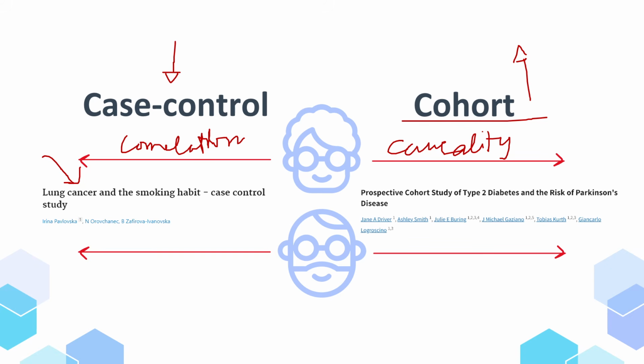Whereas you have your cohort study, a prospective cohort study of type 2 diabetes and the risk of Parkinson's disease. So basically, what they did was they took cohorts with type 2 diabetes and studied the risk of developing Parkinson's disease. So again, this is progressive, meaning that they don't have Parkinson's disease yet, but they're trying to see whether type 2 diabetes can cause or is a factor in causing Parkinson's disease.